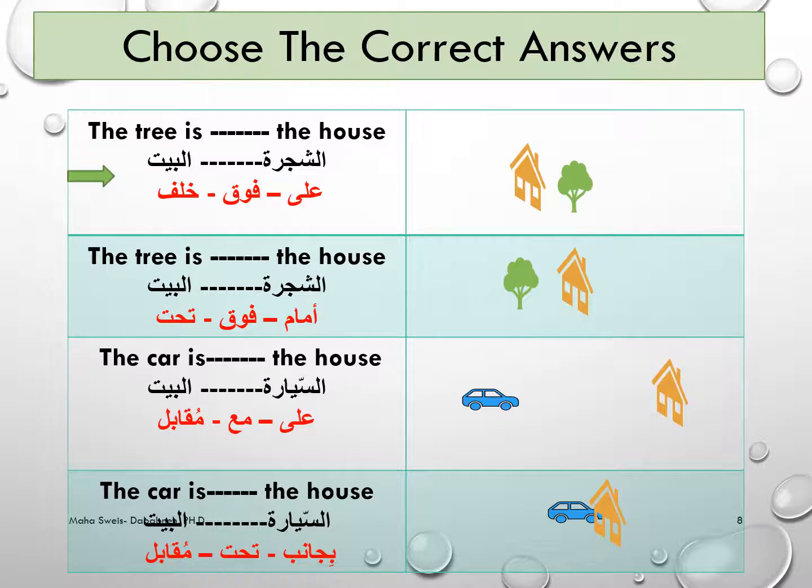الشجرة blank البيت. الشجرة على، فوق or خلف. الشجرة blank البيت. أمام، فوق or تحت. السيارة blank البيت. على، مع، مقابل. السيارة blank البيت. بجانب، تحت، مقابل.